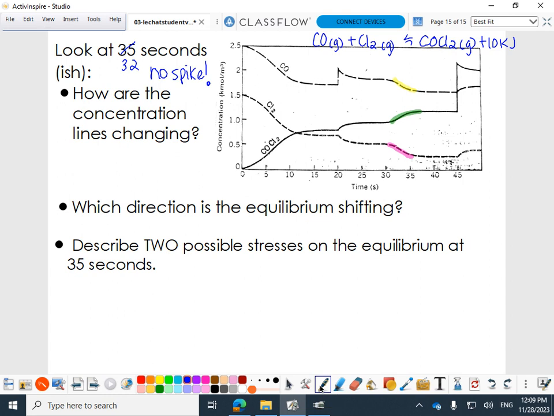So the concentration lines are changing, but they are all gradually changing. The two reactants, the two dotted lines, are changing in the same way, and then the product line, the solid line, is changing in the opposite way. So again, we have to follow the laws of reactions, okay?